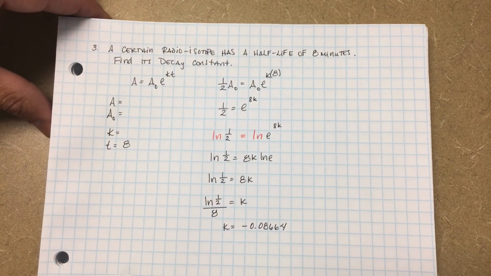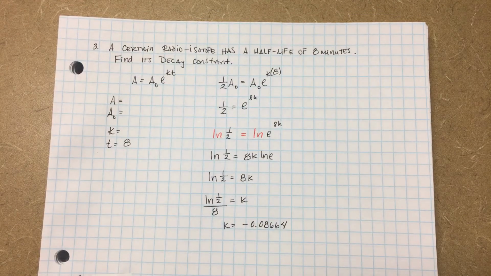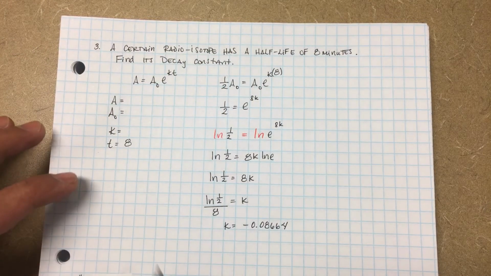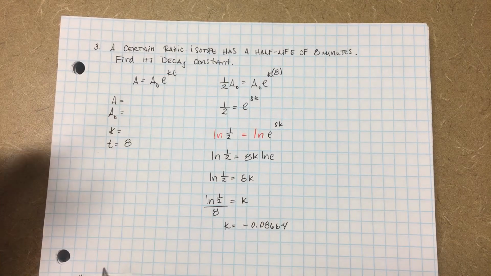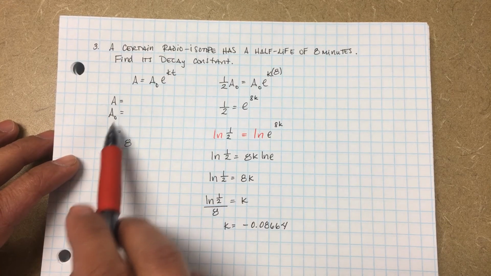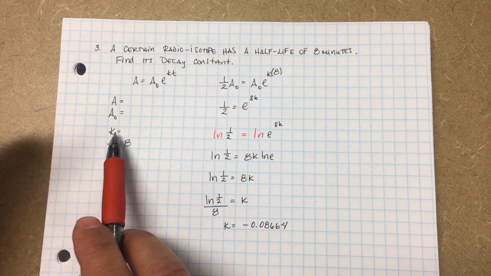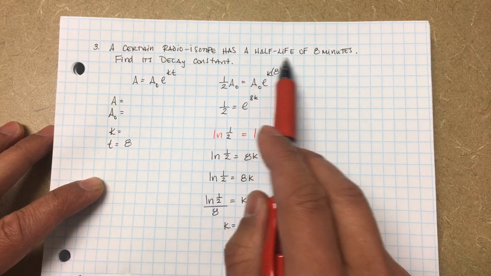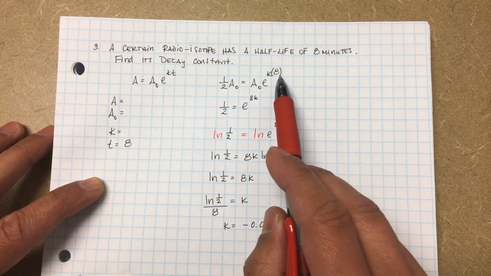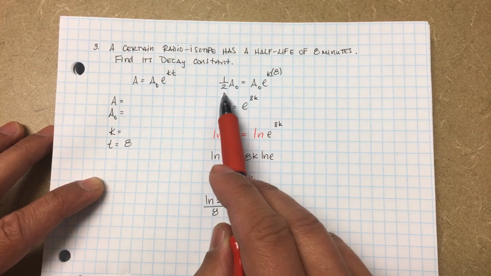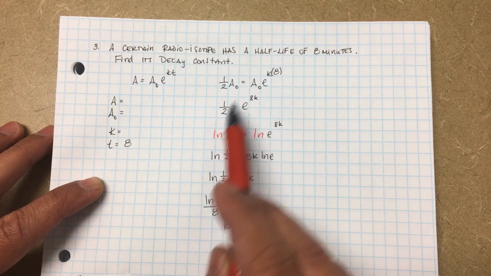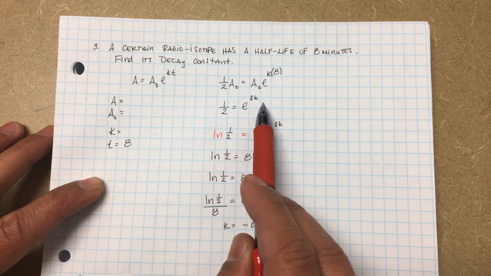Two more. We have a certain radioisotope that has a half-life of 8 minutes. Find its decay constant, or its decay rate. Again, we start off with our initial formula. We have a sub 0, we don't know. We have k, which we're trying to figure out, and t is equal to 8 because it's 8 minutes. Well, it says the half-life is 8 minutes. So that means that when t equals 8, we're going to have half of the original amount. And similarly, like the previous problem, these two are going to cancel out. So we're left with 1/2 equals e to the 8k.